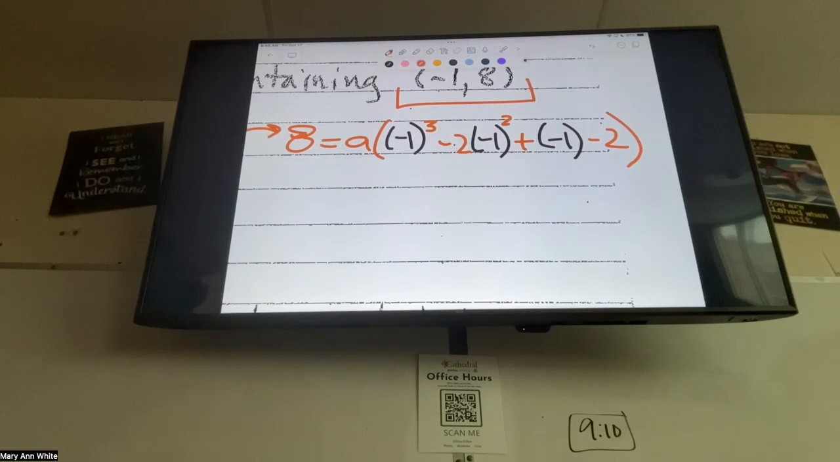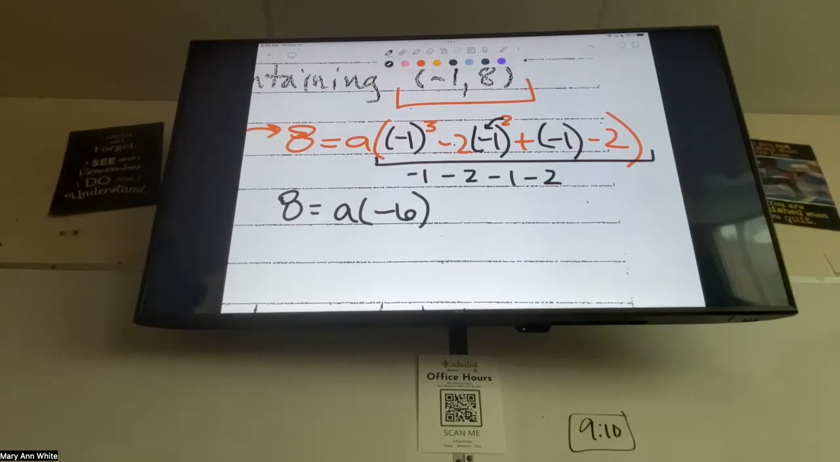Now this right side should simplify down to just one number, and then I will divide it. So I've got 8 equals A times, well, -1 to the third is -1. -1 squared is +1 times -2 is just -2. And then I've got that -1 minus 2. So what's that going to be? -6. And then we can solve that. 8 equals A times -6, divided by -6 on both sides. A is going to equal -4/3.